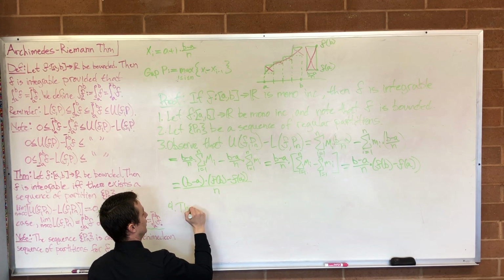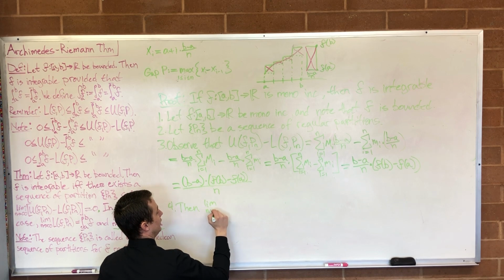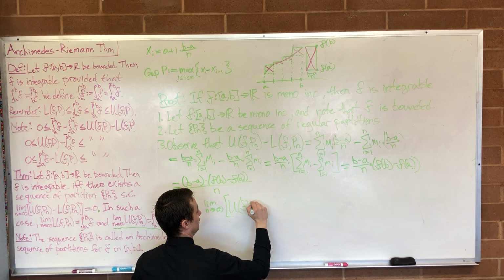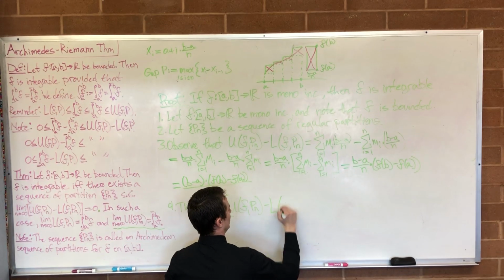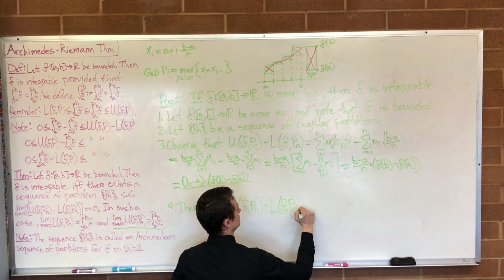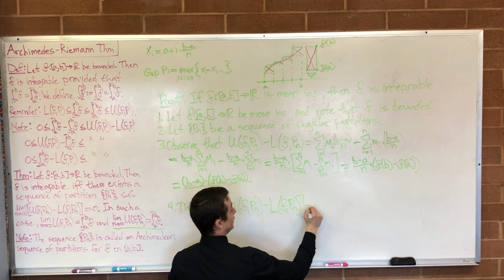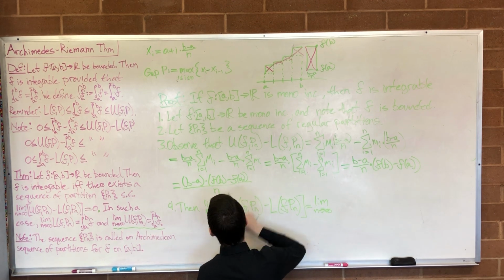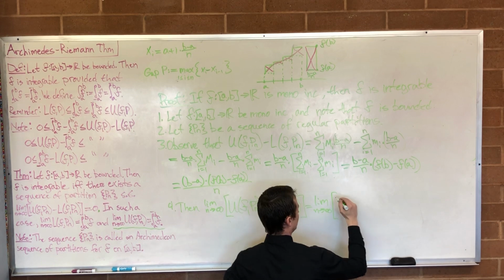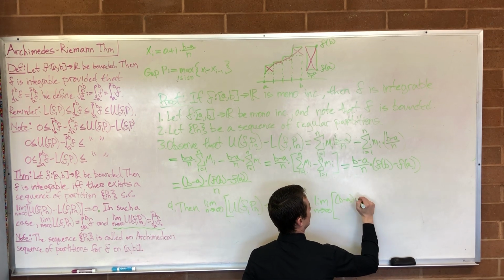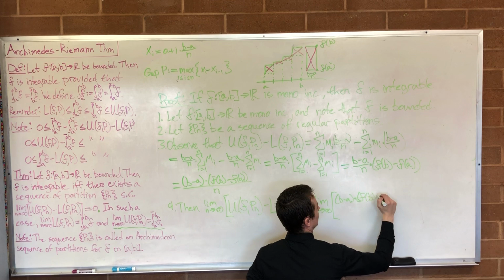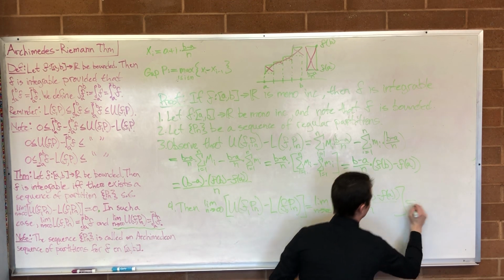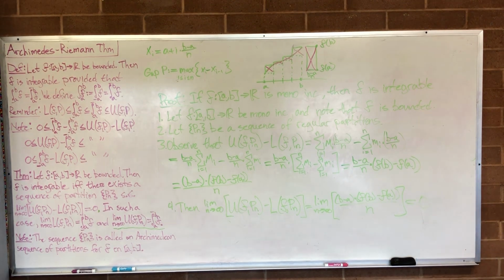So then the limit as n goes to infinity of the upper Darboux sum minus the lower Darboux sum is equal to the limit as n goes to infinity of b minus a times f of b minus f of a, all over n, which is equal to 0. And we're done.